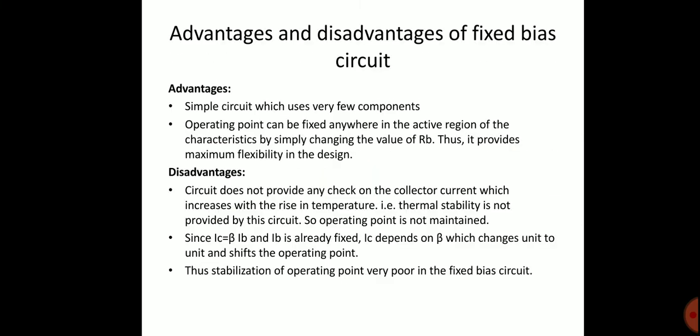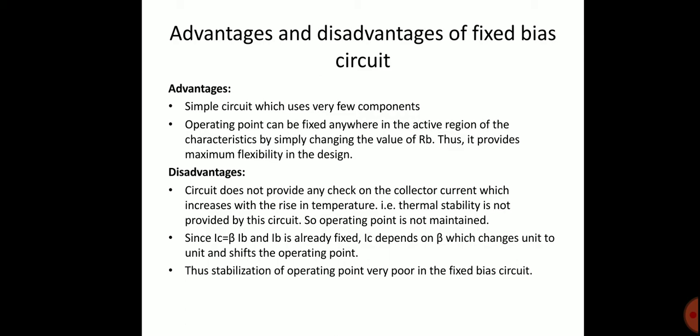Next, advantages of fixed bias circuits. What are the advantages? It is a simple circuit which uses very few components. The operating point can be fixed anywhere in the active region of the characteristics by simply changing the value of RB. Thus it provides maximum flexibility in circuit design.